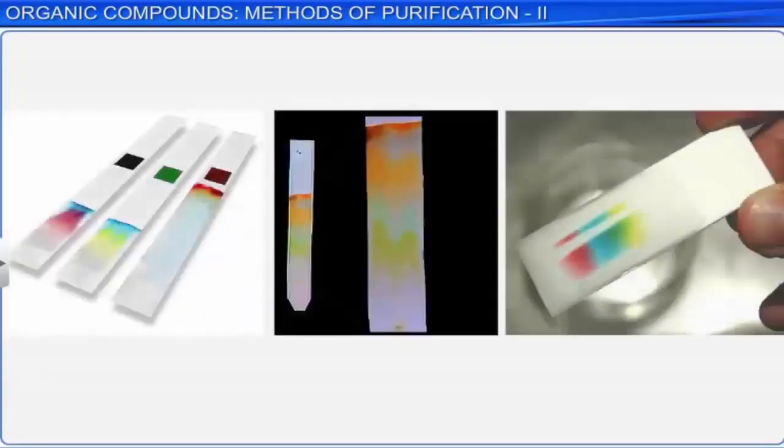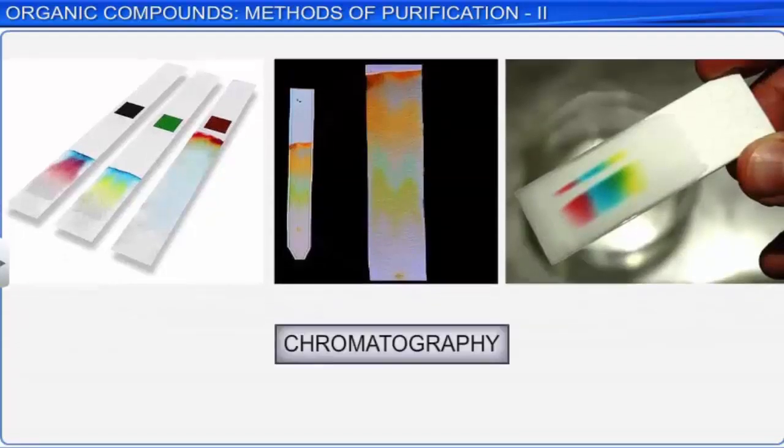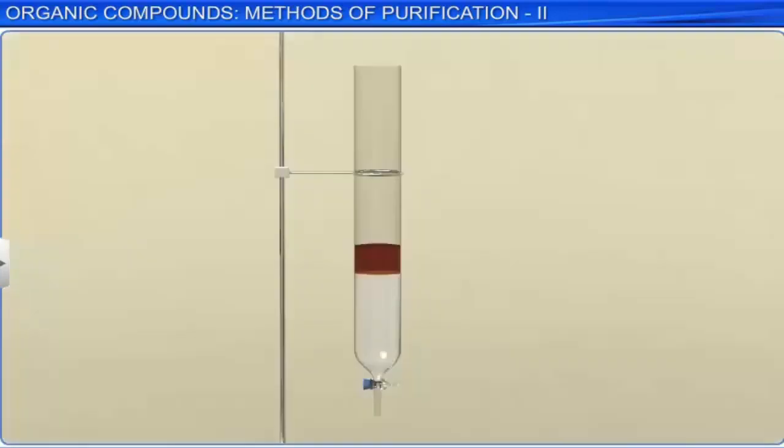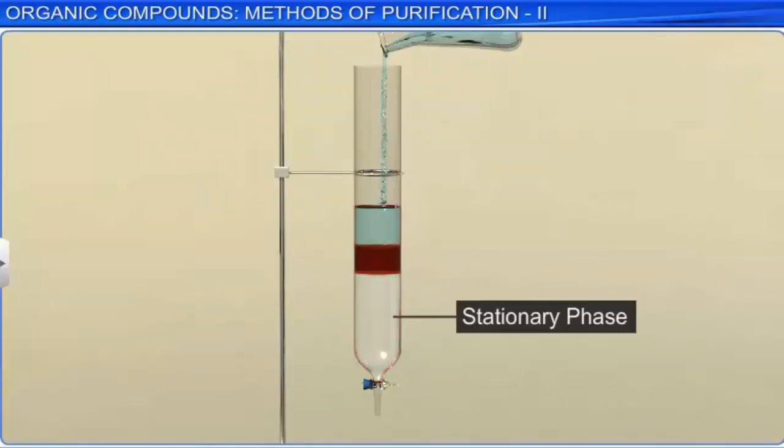Another important method of identifying, separating, and purifying compounds of a mixture is chromatography. The name chromatography is derived from the Greek word chroma, which means color, and graphein, which means to write. The principle behind this technique is the differential adsorption of various components of a mixture on the fixed or stationary phase under the influence of the moving phase called mobile phase.